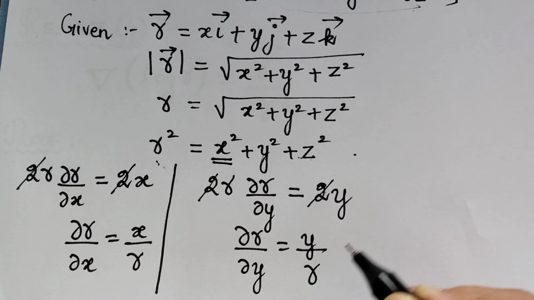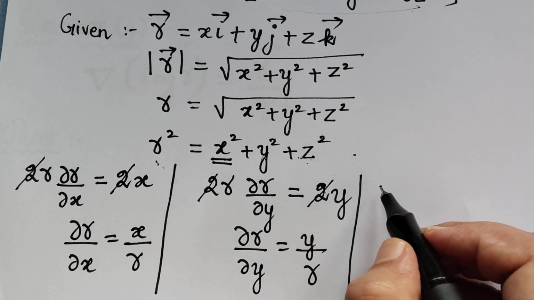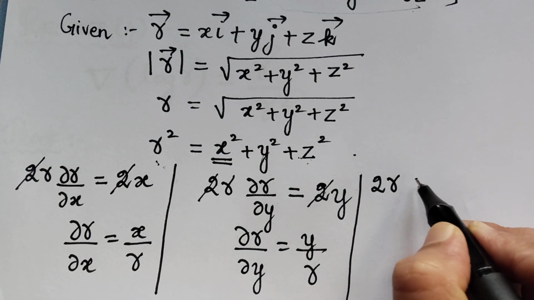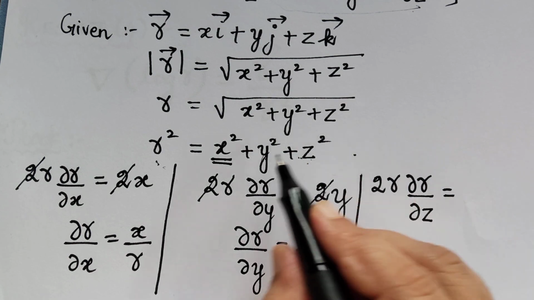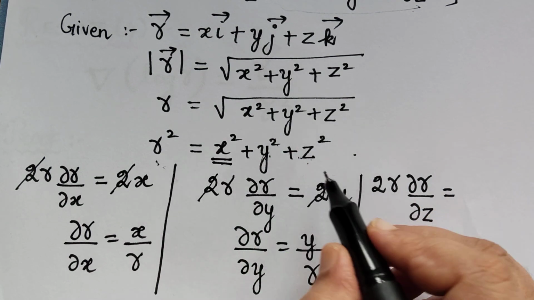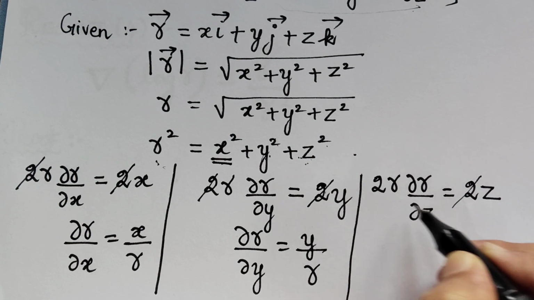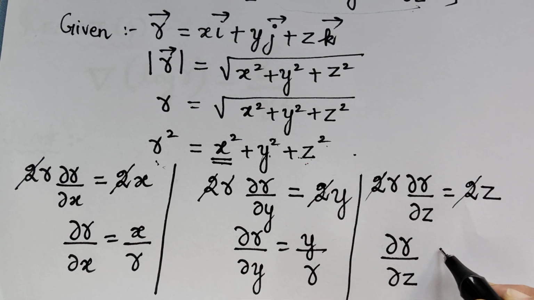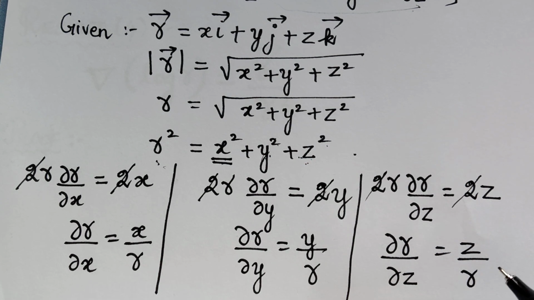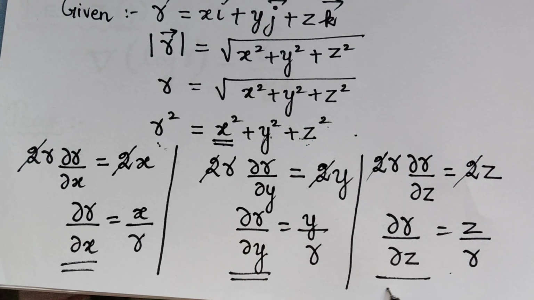And also in a similar manner, differentiating partially with respect to z, we get 2r ∂r/∂z is equal to x² and y² will become 0 and the differentiation of z² will be 2z. Now 2 and 2 get cancelled and ∂r/∂z is equal to z/r. Now we have obtained all the three values, that is ∂r/∂x, ∂r/∂y and ∂r/∂z.